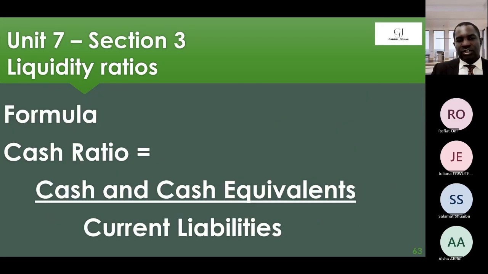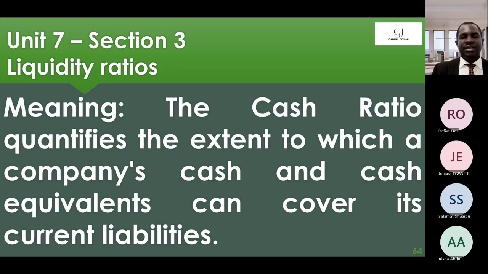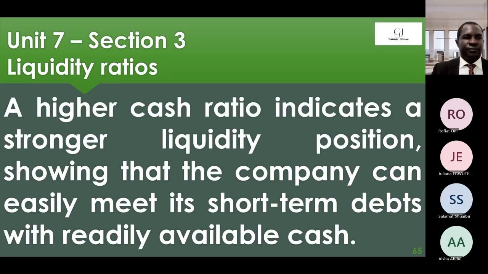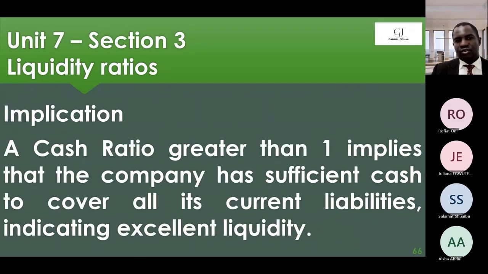And the calculation is on the screen: cash and cash equivalents, looking at the equivalents that can be turned immediately to cash, divided by current liabilities. It means that the ratio quantifies the extent to which a company's cash and cash equivalents can cover its current liabilities. A higher cash ratio indicates a strong liquidity position, showing that the company can easily pay off its short-term debts with readily available cash, physical cash, not inventory or receivables.